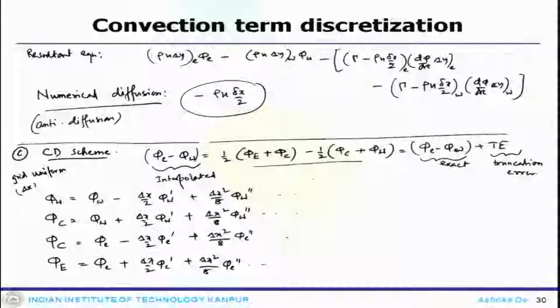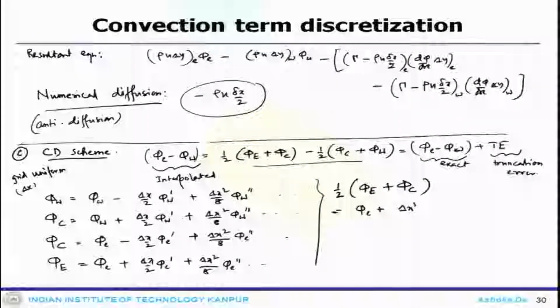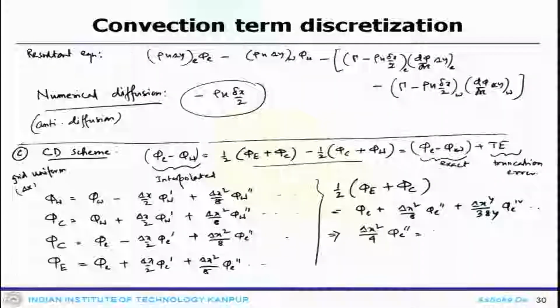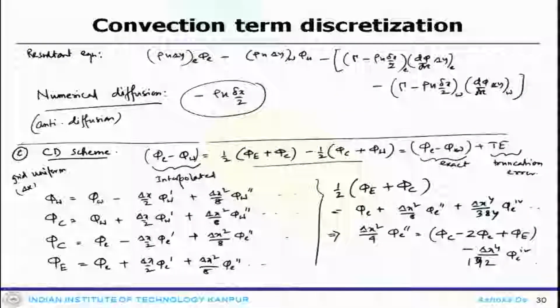Now, what one can do is get the average of this term, half of phi e plus phi c, which could be phi e plus delta x square by 8 phi e double prime plus delta x to the 4 by 384 phi e fourth derivative, which gives delta x square by 4 phi e double prime equals phi c minus 2 phi e plus phi e minus delta x to the 4 by 192 phi e fourth derivative. So, that is what we get.